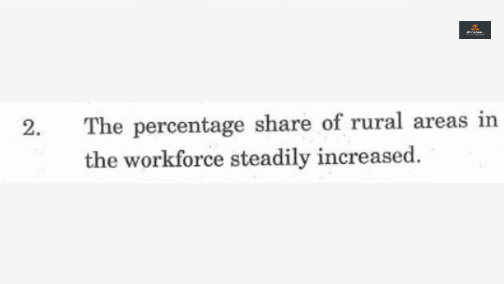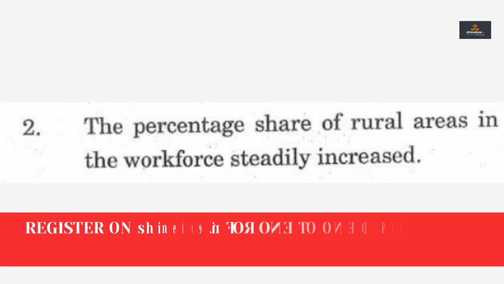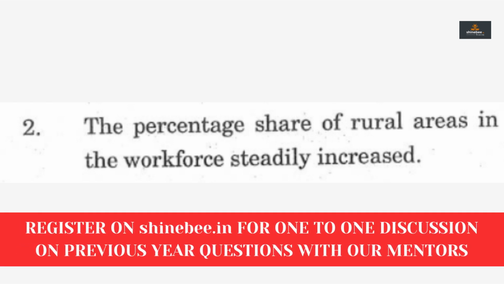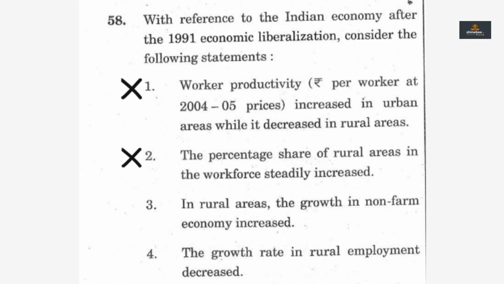Statement 2 says that the percentage share of rural areas in the workforce steadily increased after 1991 reforms. Now we can use our common sense to reason that for percentage share of workforce in rural areas to increase, percentage population share in rural areas should also increase. But 1991 liberalization has boosted urbanization, which is leading to increased rural to urban migration and leading to decreasing percentage of population residing in rural areas. Therefore, this statement should be wrong.